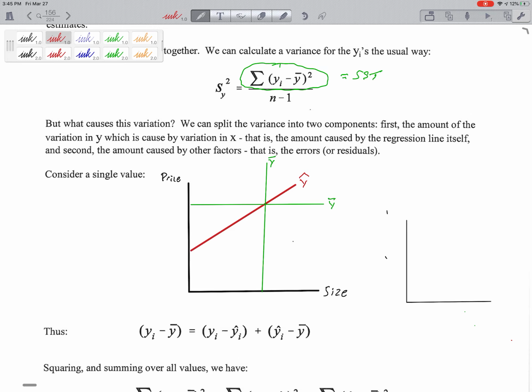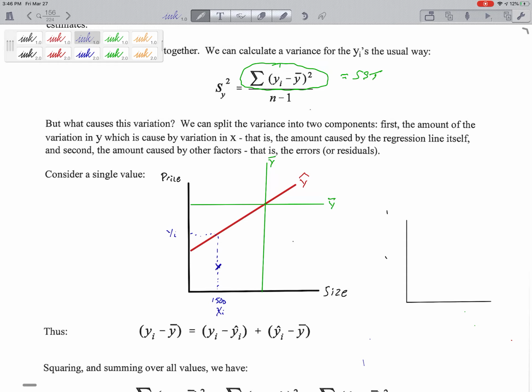Now, I'm going to put in a point. I'll put it down here. And let's say this is for a 1,500 square foot house. This is a house that is actually selling for less than the average 1,500 square foot house. We would expect that the average 1,500 square foot house would sell for this amount. Let's just call it Y hat I. We'll call this X I right there. So I stands for 1,500 square feet in this case.